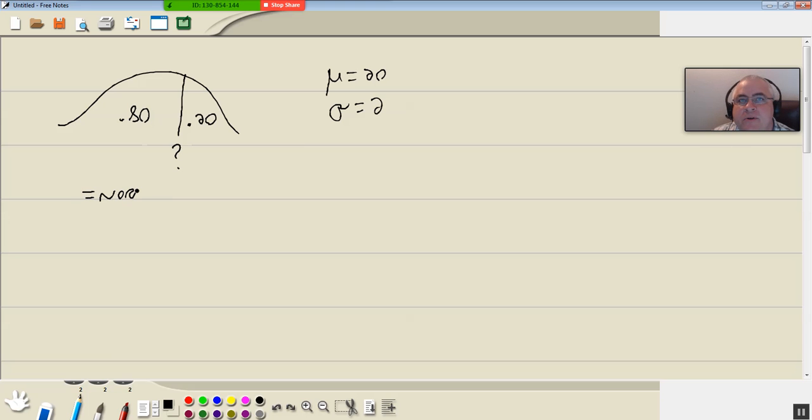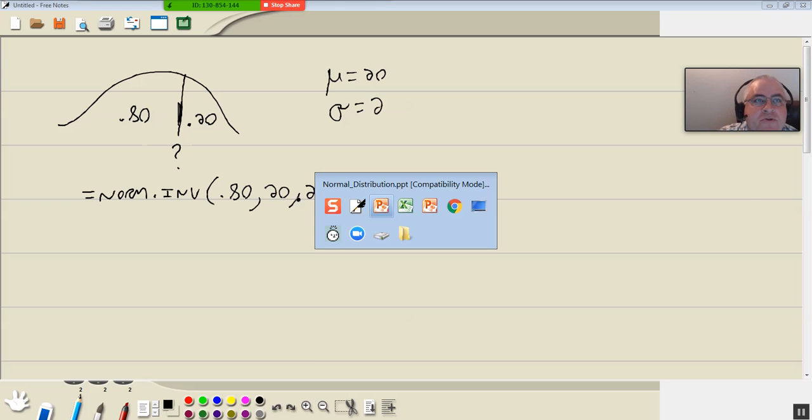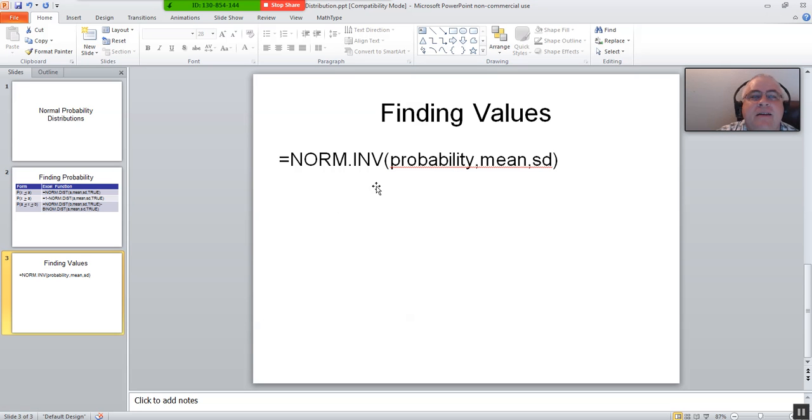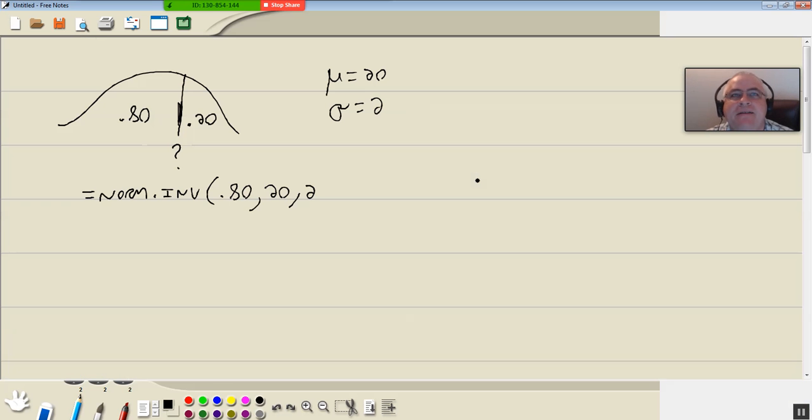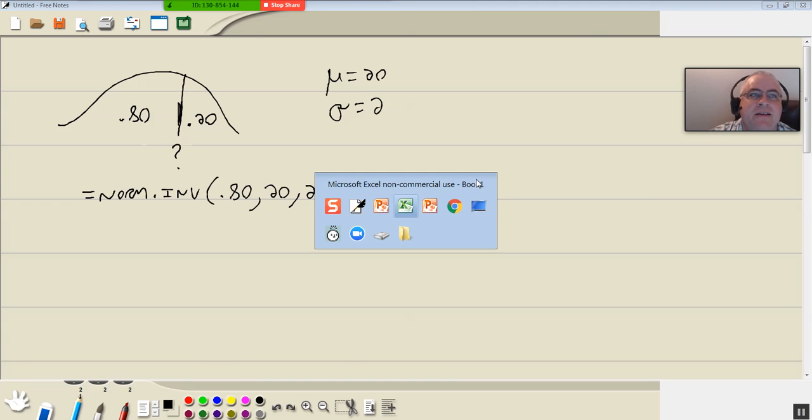So this was where we'll use the NORM.INV. You put in the probability, the area to the left. Well, the area left of this is 80%. And then you put in our mean, which is 20. And our standard deviation, which is 2. And I think what's true also. Let me see. I didn't write it here. Okay. Let me double check that in Excel.